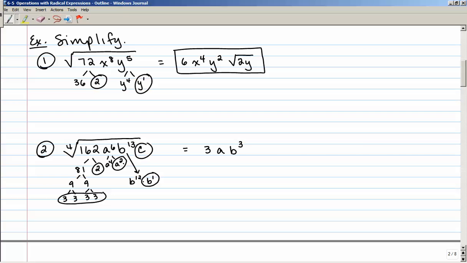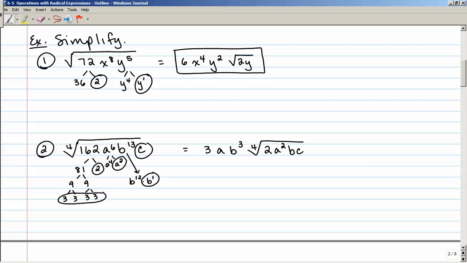I'm kind of circling some of the things that are going to need to stay underneath the radical. So I have the fourth root of 2, and then I'll have an a squared, and a b, and a c. So those were the things that I couldn't take the fourth root of.